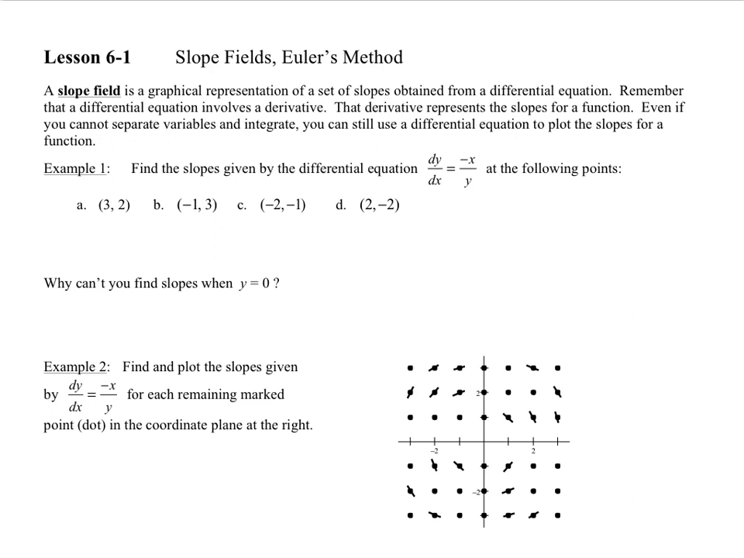So let's look at the first example here. Find the slopes given by the differential equation negative x over y at the following points. All we do is take (3, 2), if we're doing part A, and plug it into my differential equation. If I evaluate the differential equation at (3, 2), I'm just going to get negative 3 over 2. Make sure you don't mix up the x's and y's. That's what happens sometimes. Why don't you try B, C, and D and see what you get.